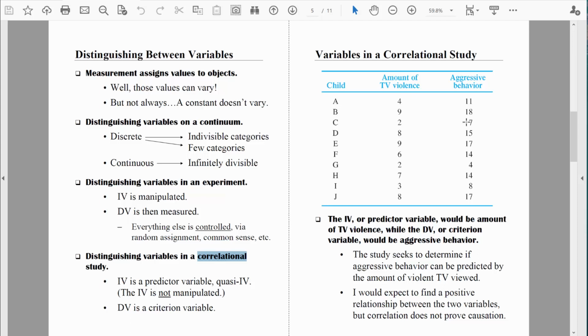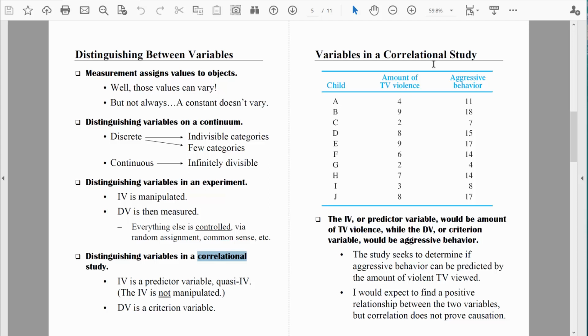And we would love to be able to say that watching violence causes aggressive behavior, but it would not be appropriate to draw that conclusion. So the question is, why can we determine causation in an experiment, but we cannot determine causation in a correlational study? Well, I mentioned because correlational studies are not well controlled, there are always other alternative explanations that we can't rule out. It's possible that the relationship between these two variables actually runs in the other direction.